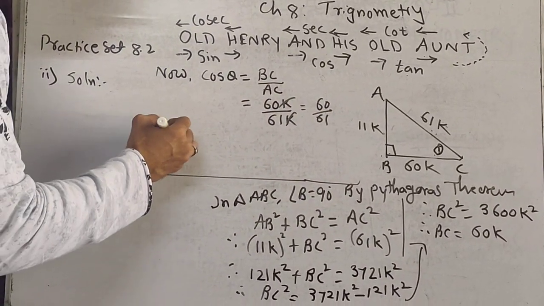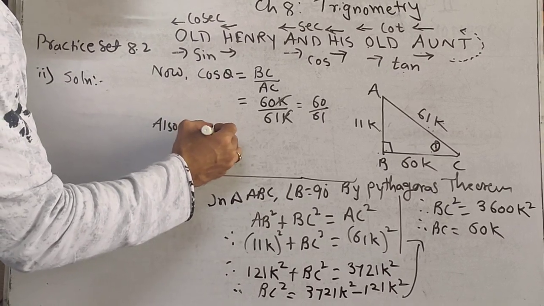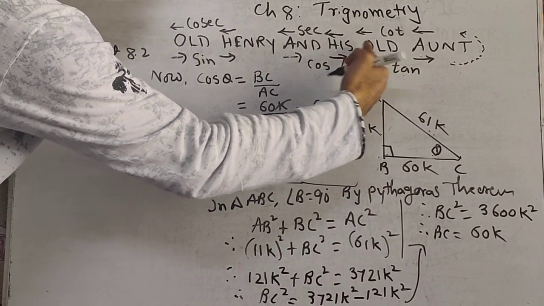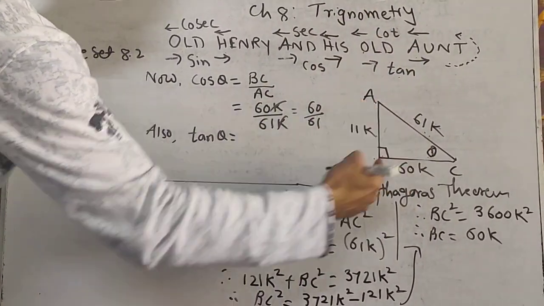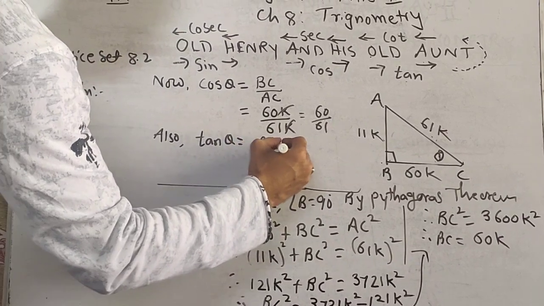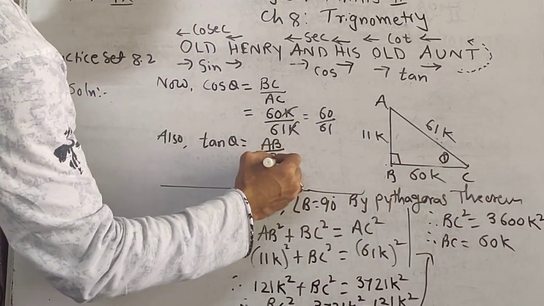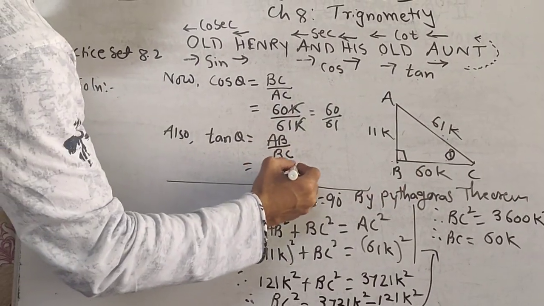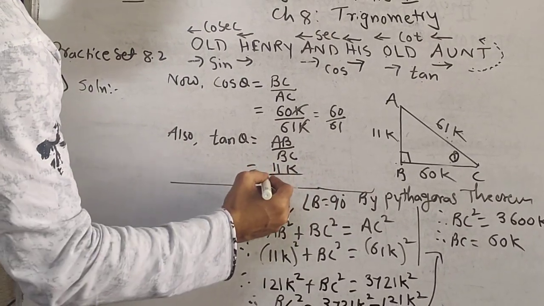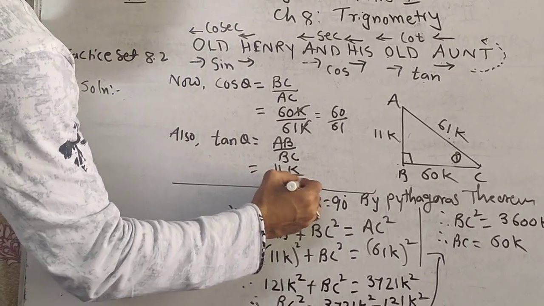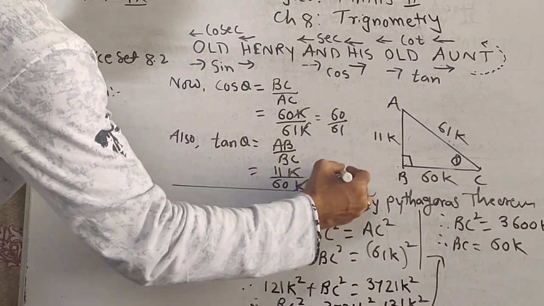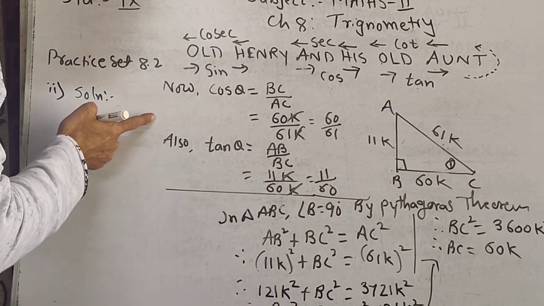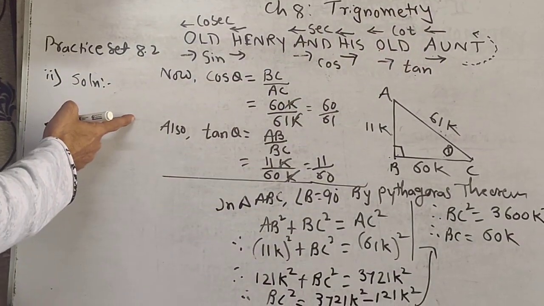Okay. Also, we want tan theta. हमको चाहिए tan theta. तो tan theta का फॉर्मूला है opposite side upon adjacent side. Theta is here. Opposite side is AB और adjacent side है BC. So AB is 11k and BC is 60k. K will get cancelled. You got answer 11 upon 60. So very easily we are getting the answer. See, once you know this, very easily we are getting the answer.